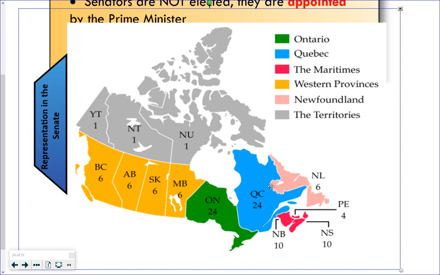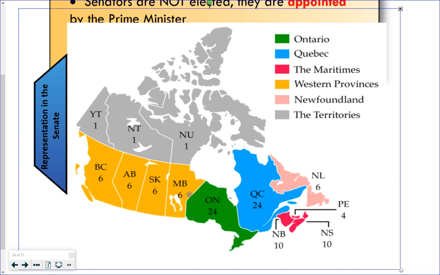Ontario has 24, Quebec has 24, the West has 24. The Atlantic, for some reason, has 30. And then the territories have 3. So the total number is 105.